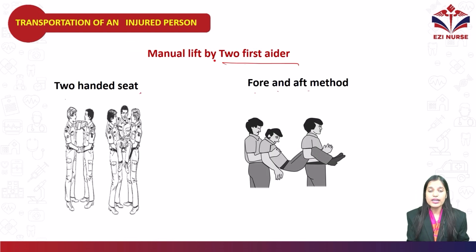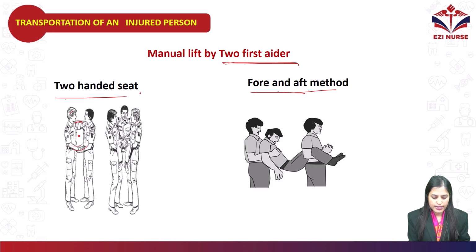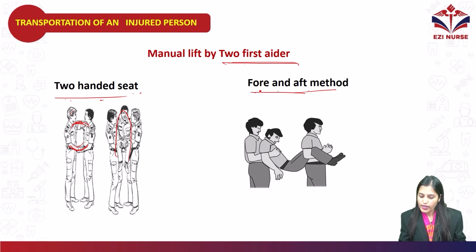Next is manual lift by two first aiders. In that, there are the two-handed seat and the fore and aft method. In the two-handed seat, the two first aiders make a seat with their hands, and you can see the victim sitting on it. Like that they can transfer the patient. Then here is the fore and aft method. You can see that they are holding the victim and transporting the victim.